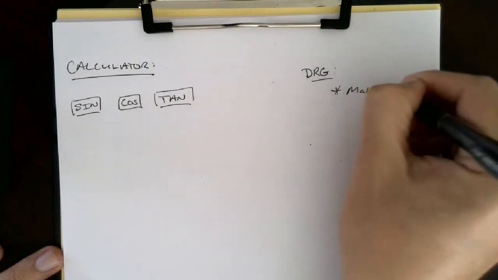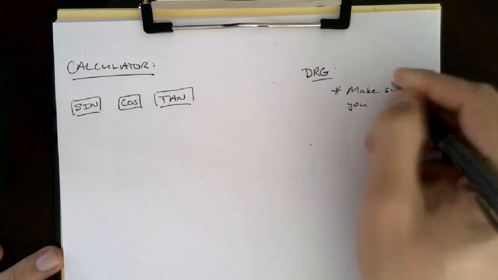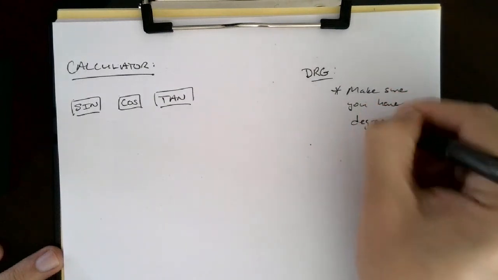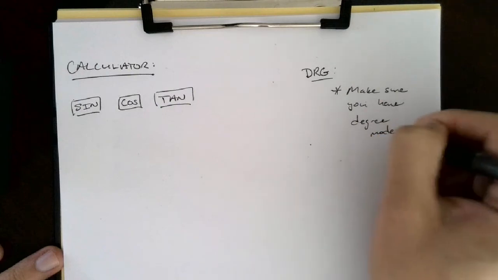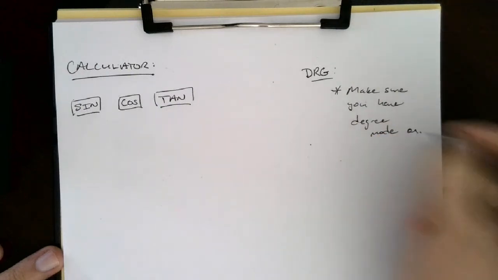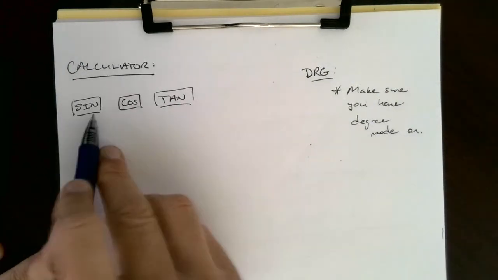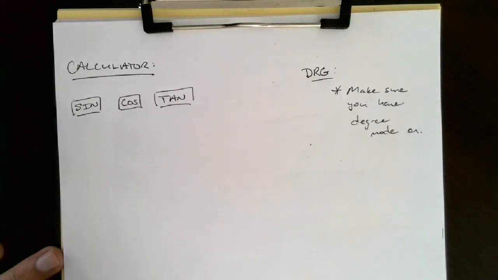So make sure you have degree mode on. That'll be important as we go forward. And sometimes, we're going to know what the angles are. So far we haven't known the angles. Sometimes you're going to know what the angles are and you want to find the trig function for them. So that's how we use the sine, cosine, and tangent button.